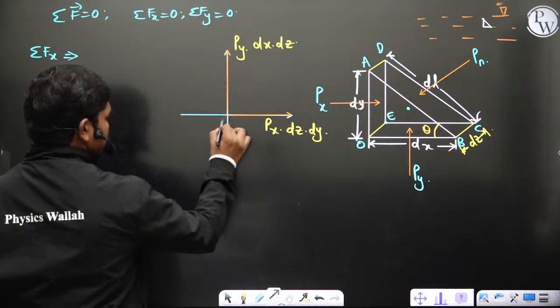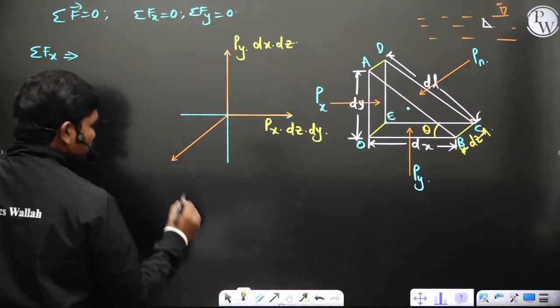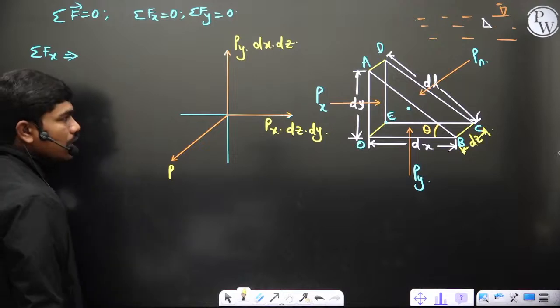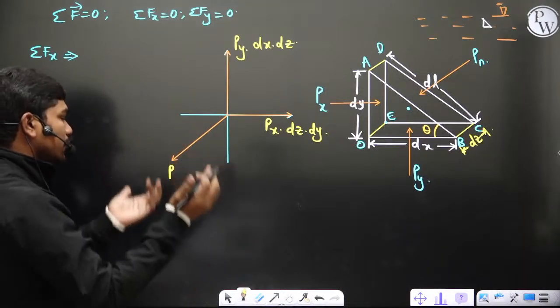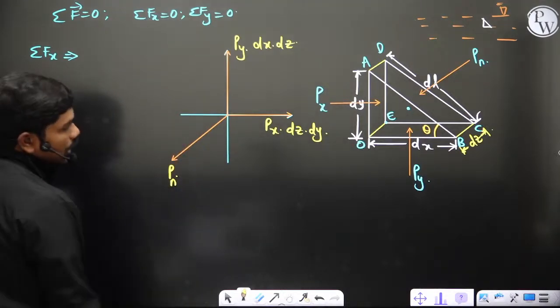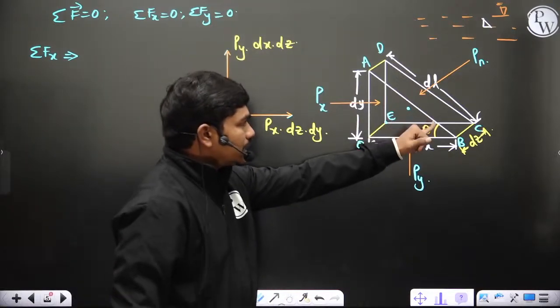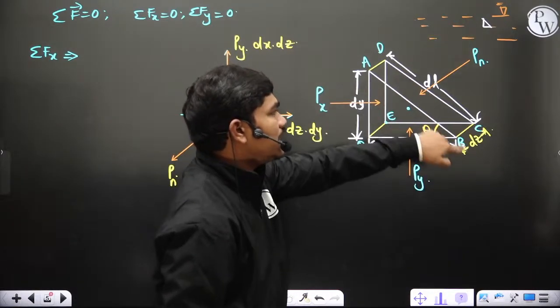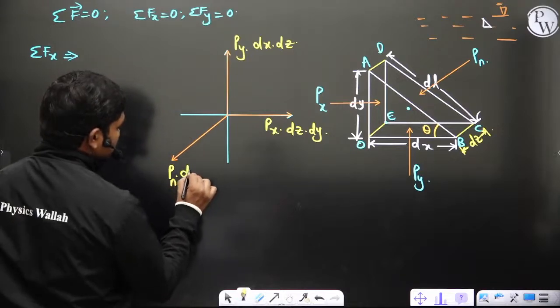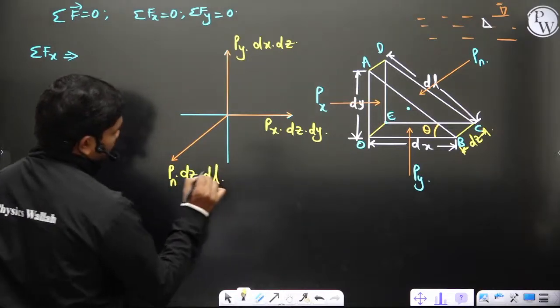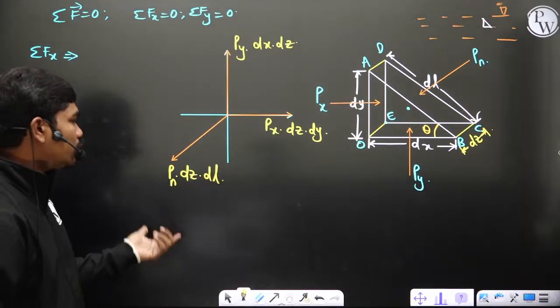Okay, so you can see there is some pressure which is acting normal to this plane, so this is P, for example. Okay, so this is P acting in some random direction, say Pn, into, now what is this area actually? dz into dl, for example. Okay, so dz into dl is what you can write in general.